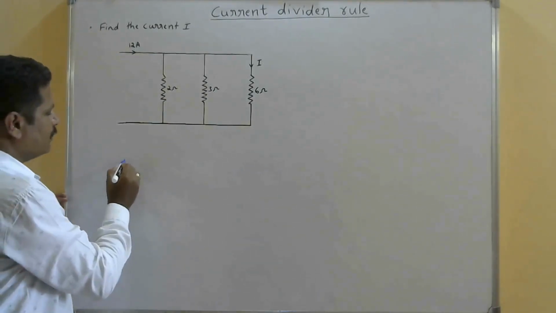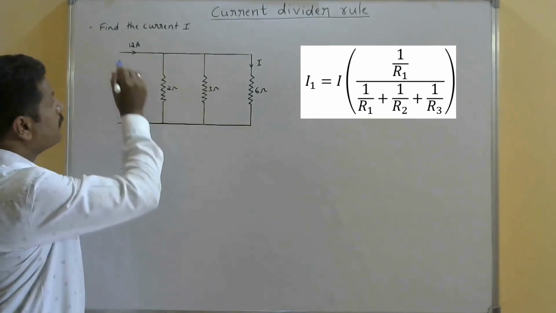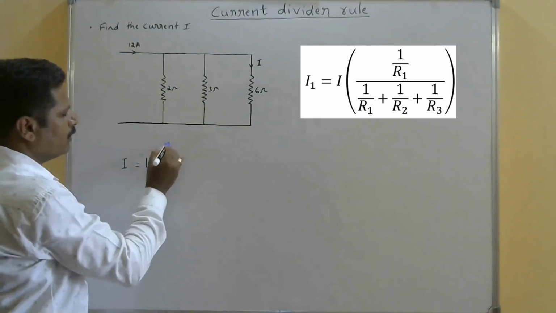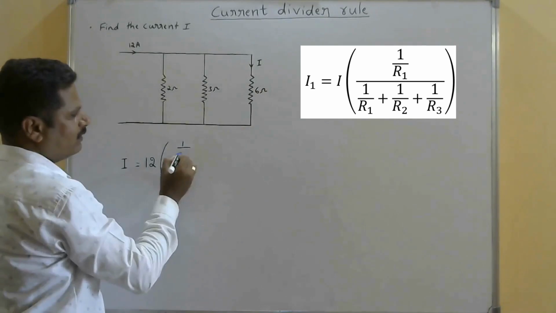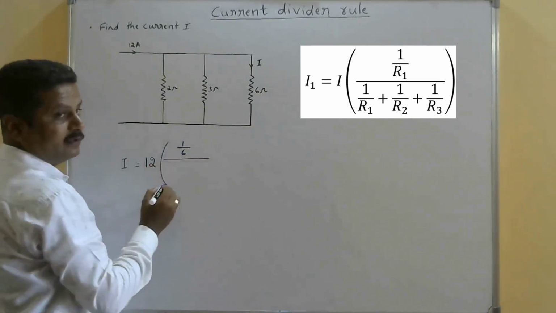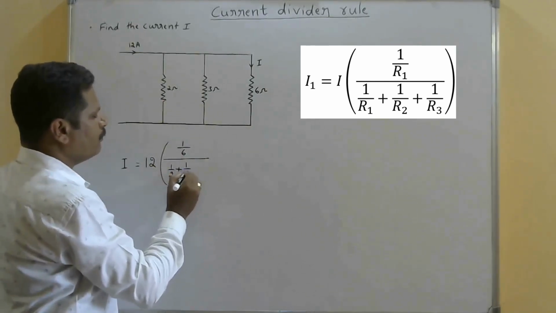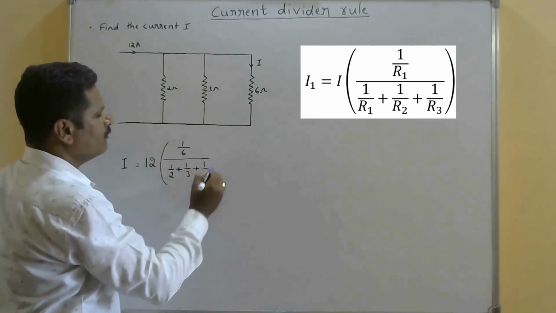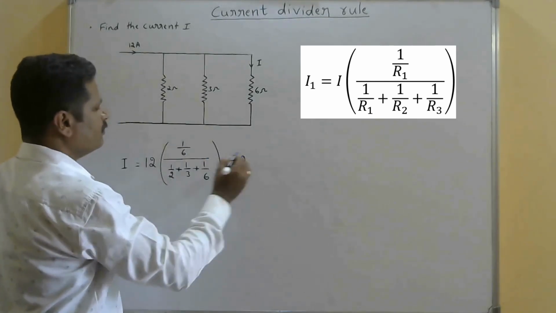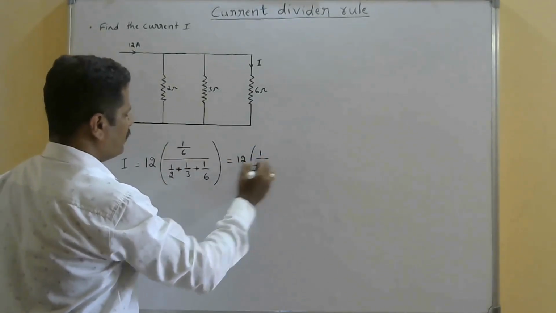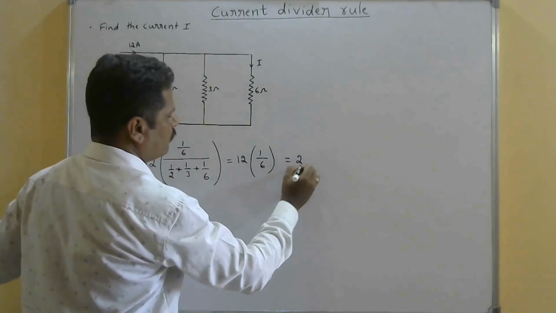Here the current passing through this 6 ohm resistor is equal to the total current times 1 upon the resistor, that is 6, divided by the sum of the reciprocals of all the resistors, 1 upon 2 plus 1 by 3 plus 1 by 6. On solving, we get 12 amps times 1 upon 6, and here we get 2 amps.